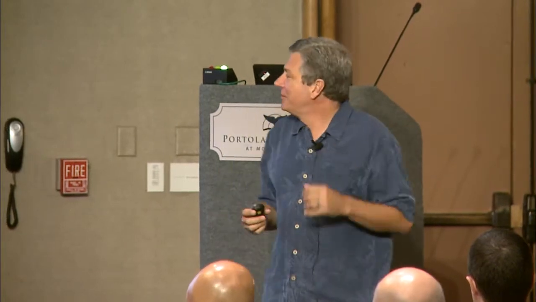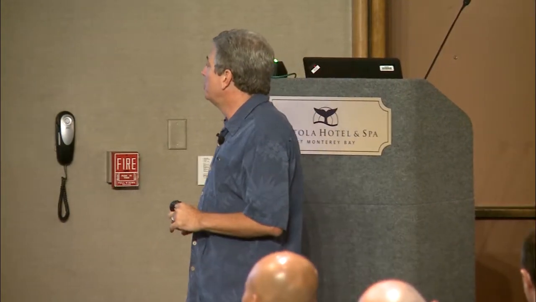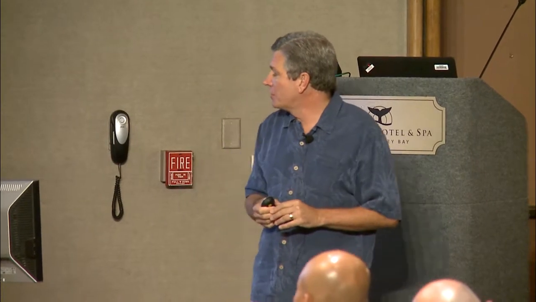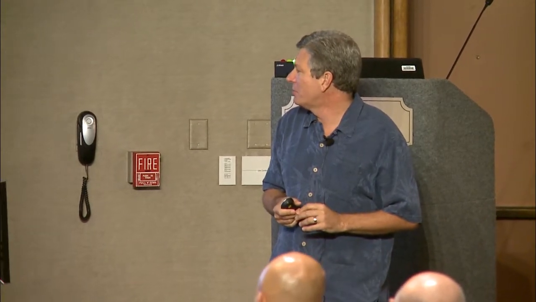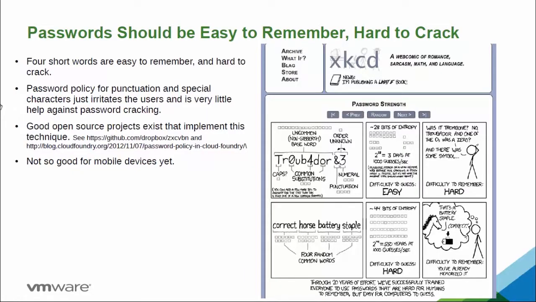But that was the point, that you could have a dynamic back-end system that would check the password strength and allow you to set the password, and you could end up with a password that was much easier to remember and yet much harder to crack, as opposed to the XKCD author's conclusion at the bottom of the comic, where he says, through 20 years of effort, we've successfully trained everyone to use passwords that are hard for humans to remember but easy for computers to guess. And that's pretty much what we've accomplished in passwords so far, is making it harder for people.